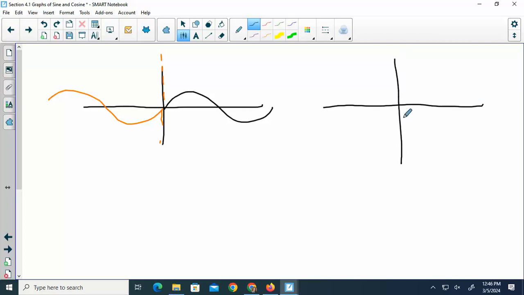Not each one individually, but you have to flip over both before it overlaps. So next to origin is what you're supposed to write down. So cosine, if we flip this over the y-axis, you get the exact same thing on the other side. That is the definition of even.